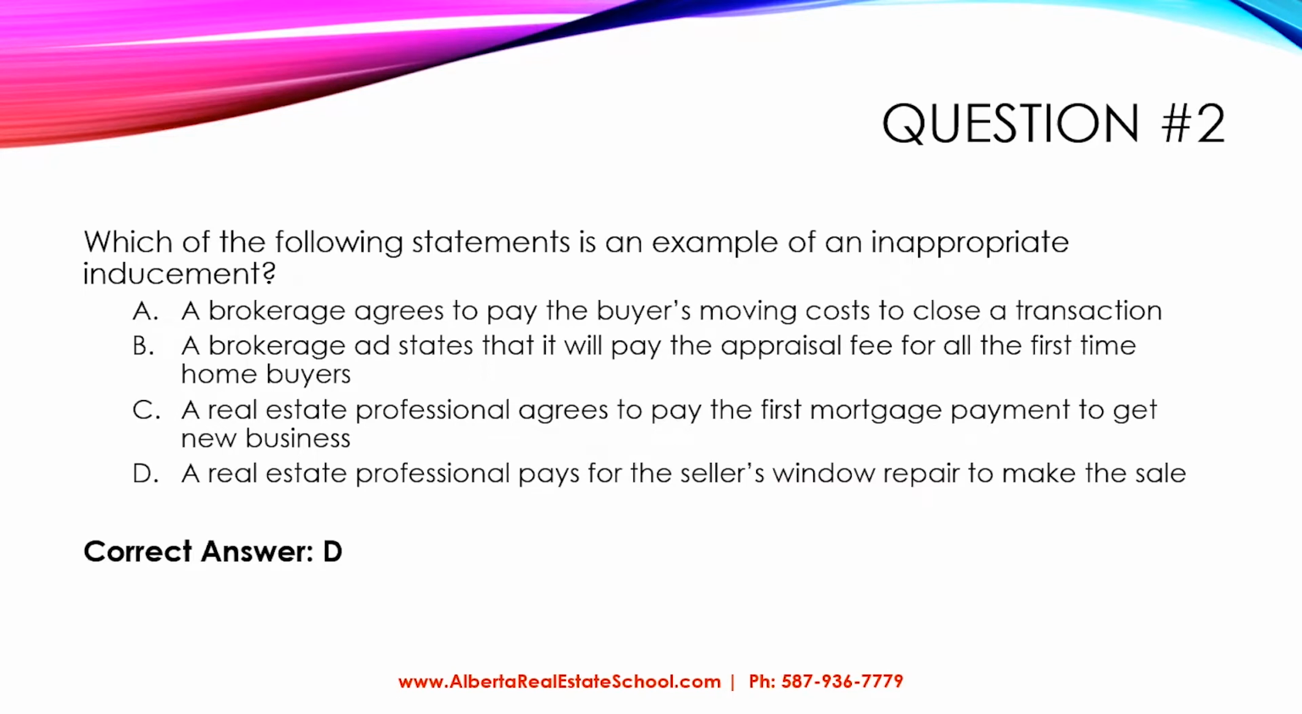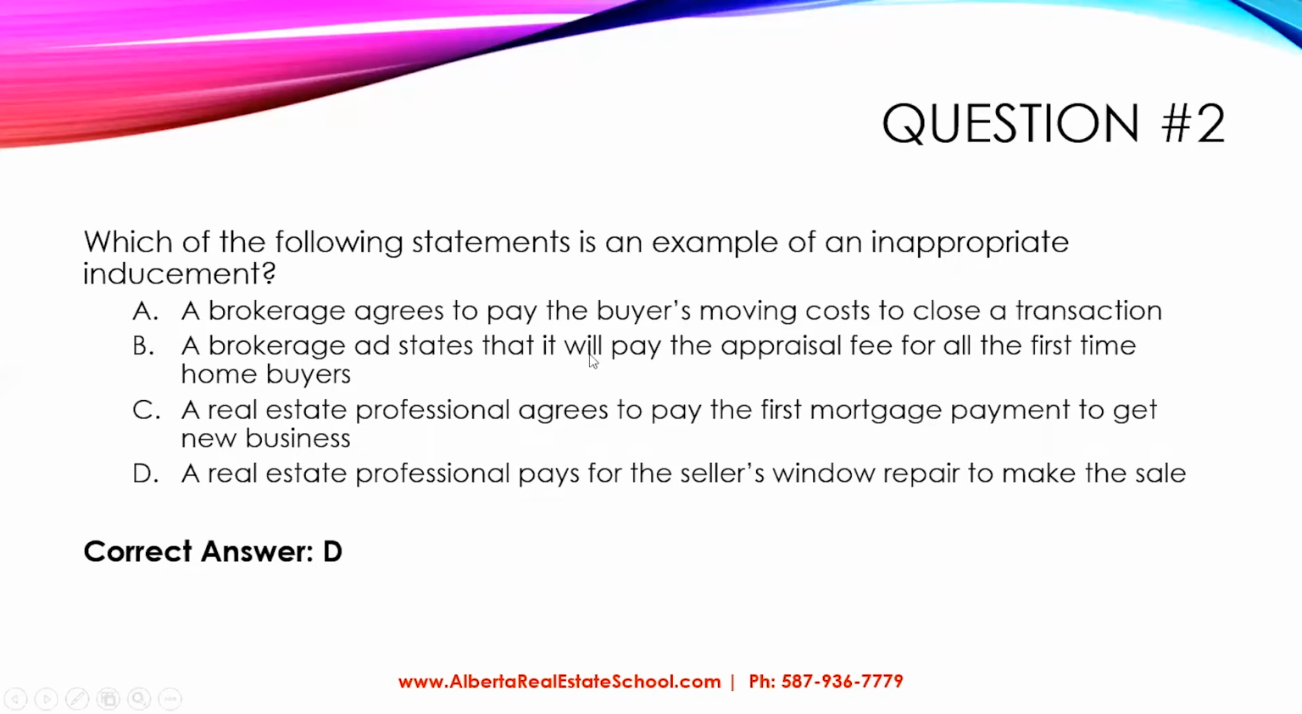So in this case, they're asking us which of the following is an inappropriate inducement. So first of all, the definition of inducement is anything that is offered by a brokerage to get someone to sign a deal, to close the transaction. So that's an inducement. Now, in order to find an inappropriate inducement, let's take a look here. In the first option, the brokerage agrees to pay the moving cost to close a transaction. This is actually an appropriate inducement. For an appropriate inducement, it has to come from the brokerage, not a real estate professional. In this case, they are closing a transaction. So it is an inducement and paying for a moving cost. So that is definitely a correct thing. So it's an appropriate inducement.